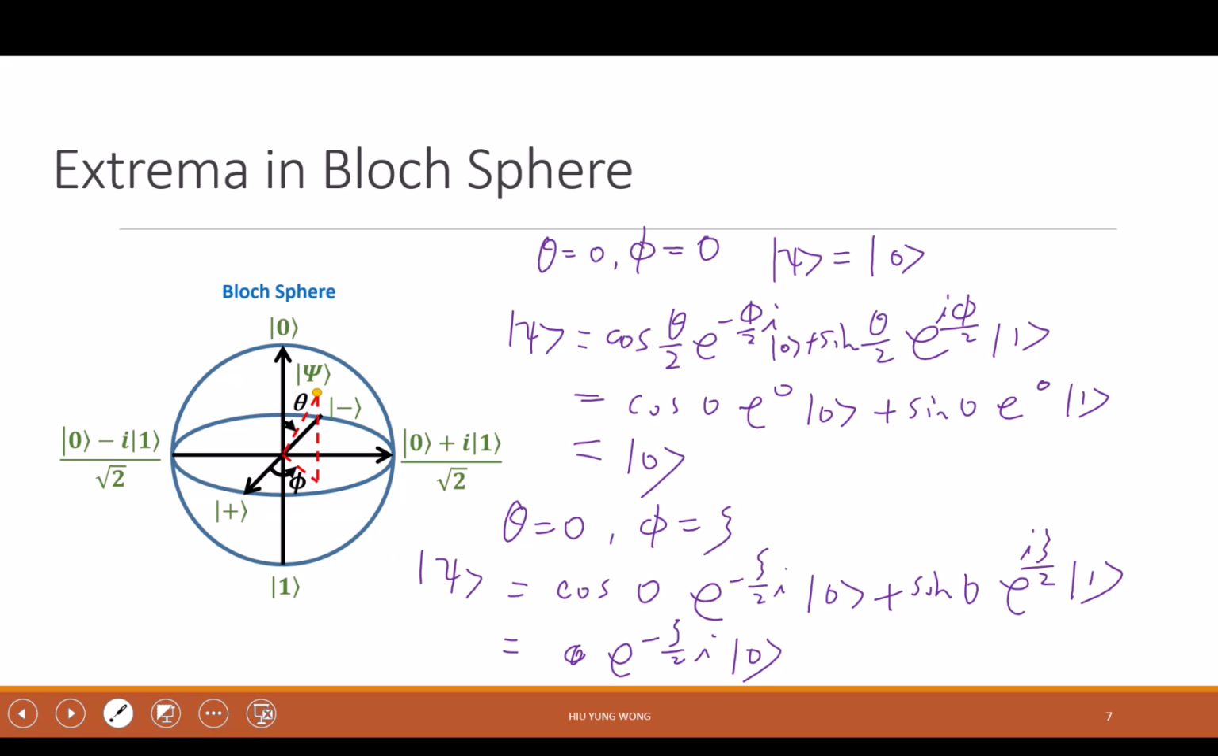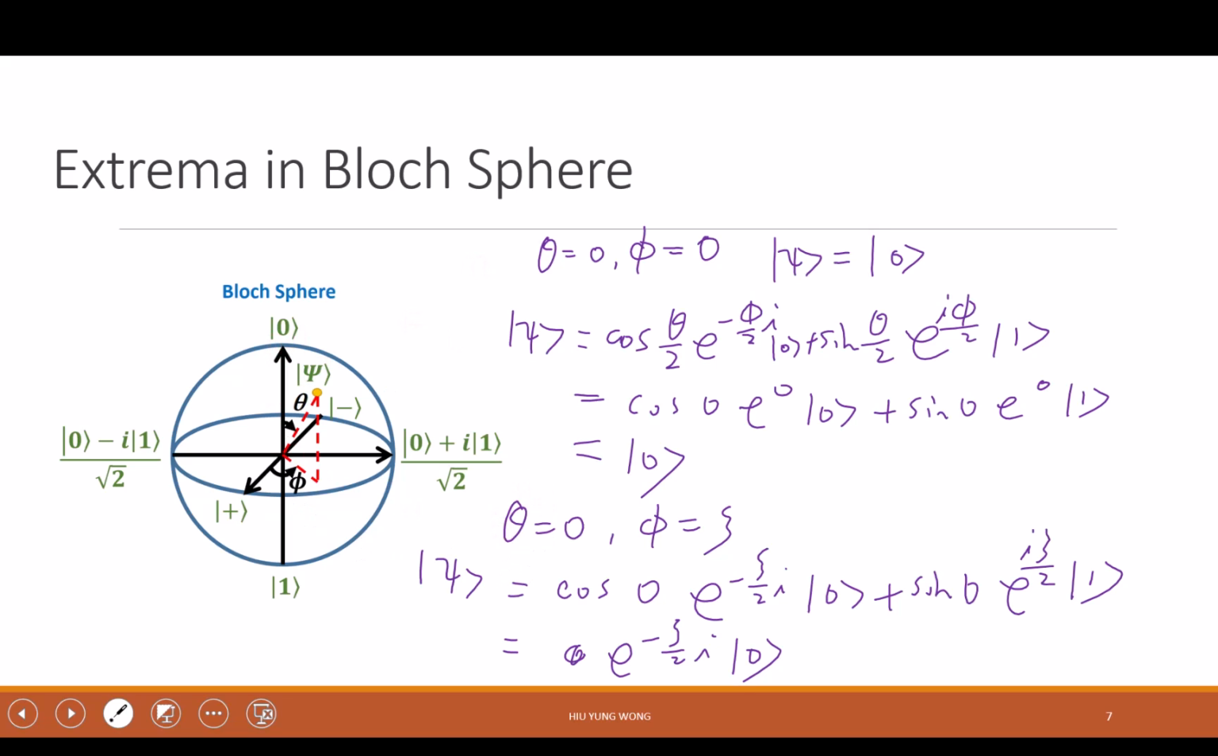And then someone came to us, right? Last time, someone said, what if phi is not 0? Okay, let's put in phi is not 0. Then sine 0 is still 0. This term is gone. But this cosine 0 is 1. We still need to have e to the power negative c over 2i. Then you have e to the power negative c over 2i times 0. And it's still at the North Pole, right? Because by definition, theta equal to 0.